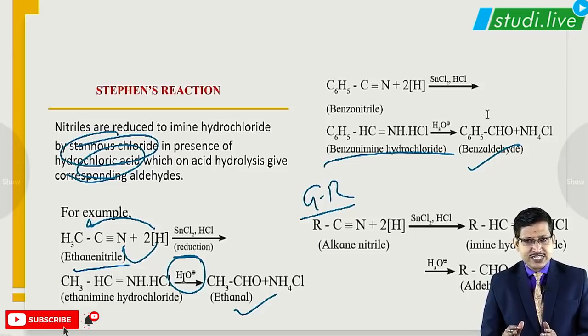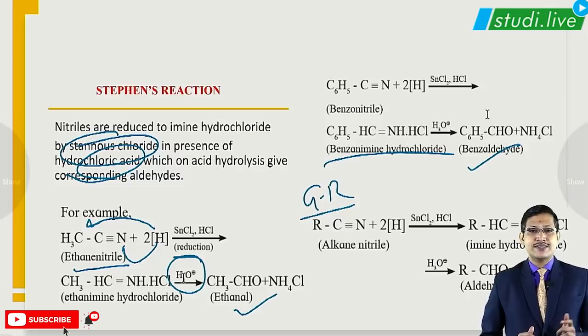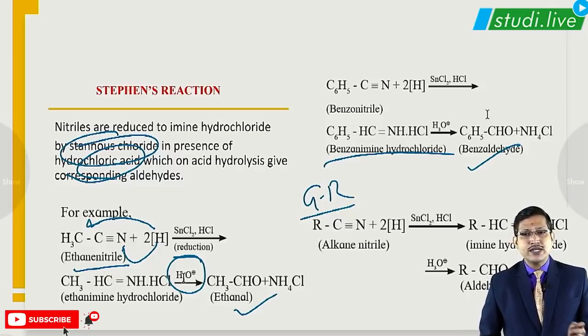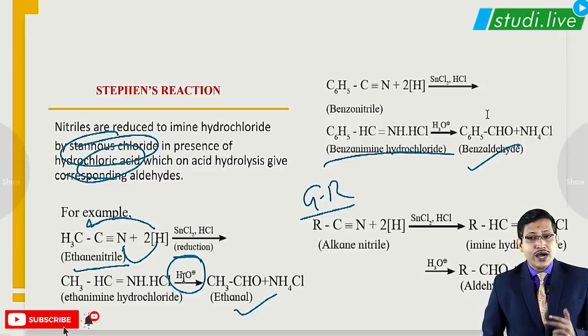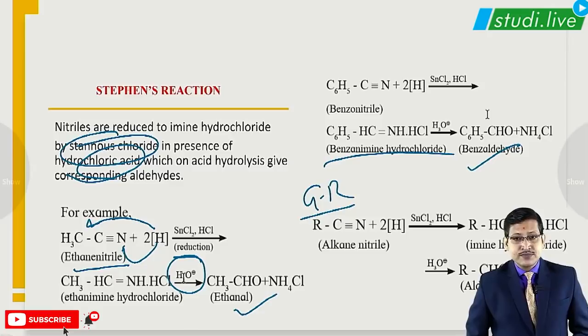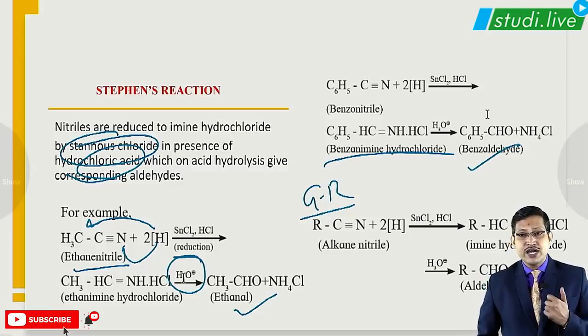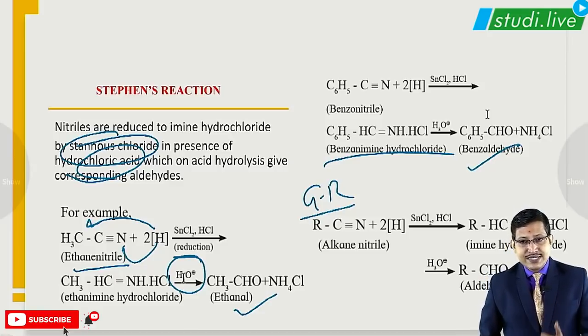When the reaction takes place, imine is formed, that is CH double bond NH is formed, and along with that imine, HCl gets attached, and that is what is called imine hydrochloride. That imine hydrochloride in the second step undergoes hydrolysis, and that gives you the formation of alkanal, that is ethanal.